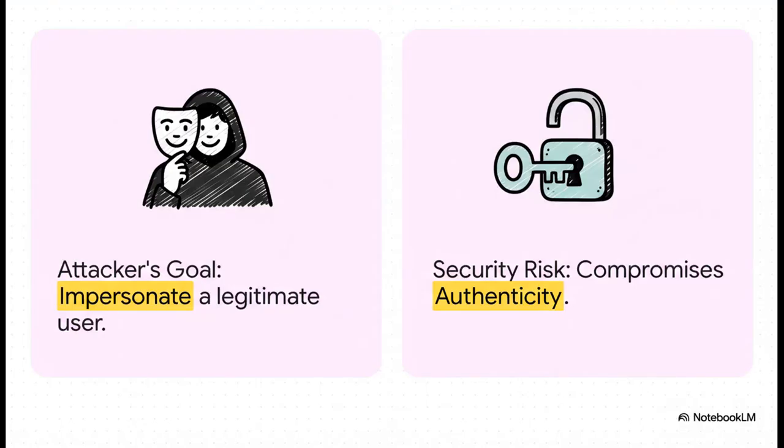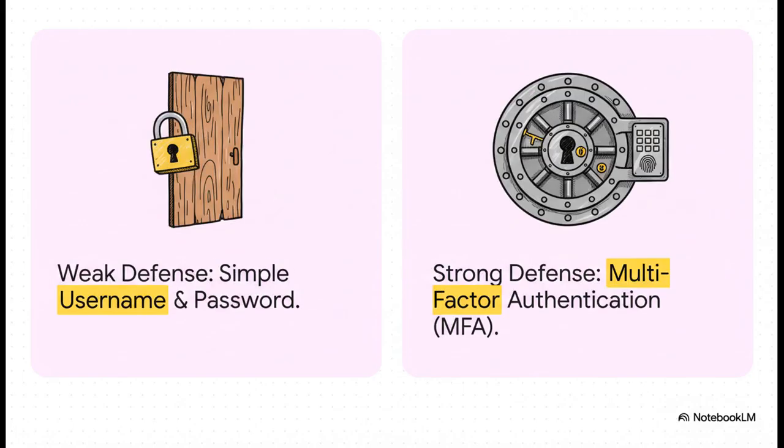All right, first up, spoofing. This is your classic imposture move. The hacker's entire goal is to pretend to be someone they're not, in this case, a legitimate customer of the bank. This attack goes straight for the system's authenticity, its ability to prove that you are who you say you are. And this is what's so powerful, right? Look at how a pretty simple defensive move can totally change the game. A weak password, that's easy to steal or guess. But the second you require another factor, like a code from your phone, using multi-factor authentication, you make it so much harder for an imposter to get in.